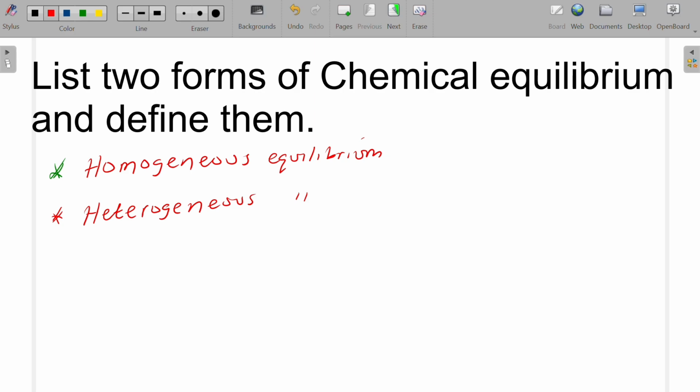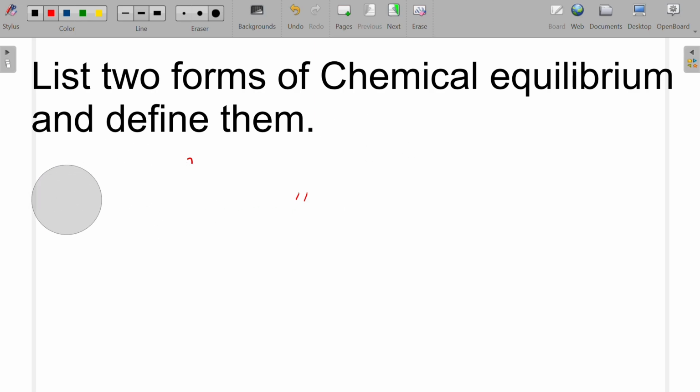Now, how do we define them? To define these, we basically need to understand what they are. So what is a homogeneous type of equilibrium? A homogeneous type of equilibrium is a type of equilibrium in which all the chemical species involved are in the same state of matter. So for example, if we have A added to B, giving us C and D on that side.